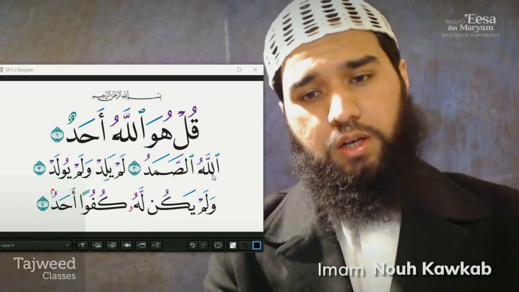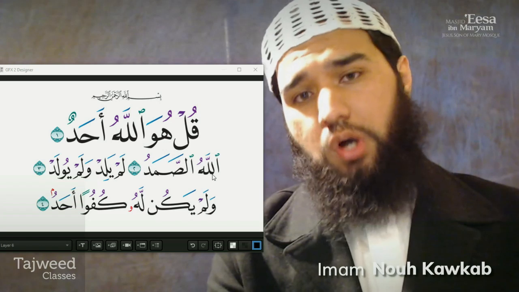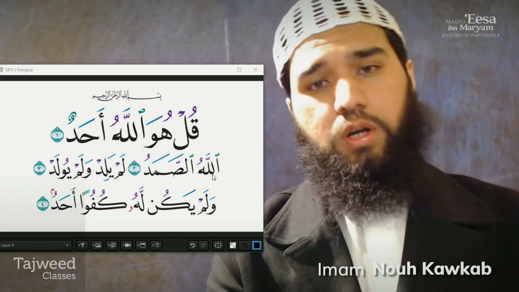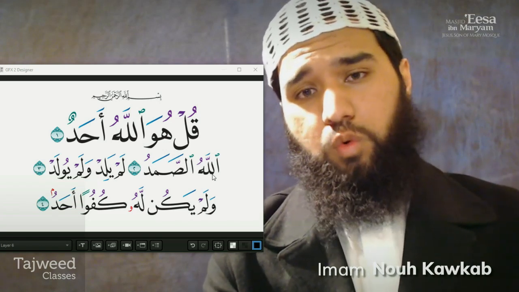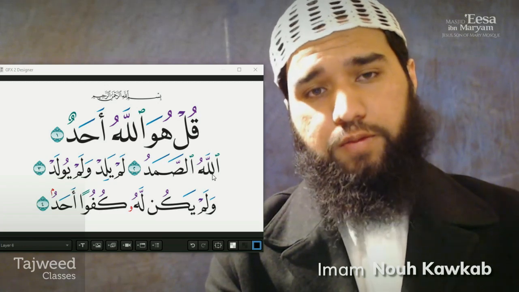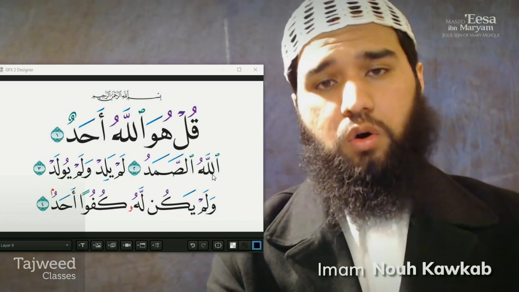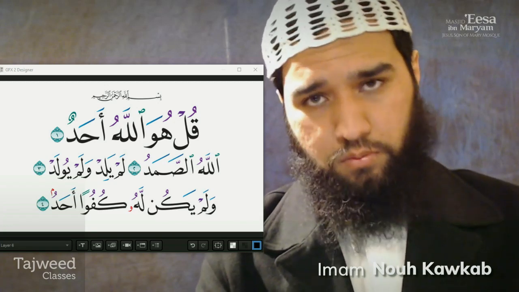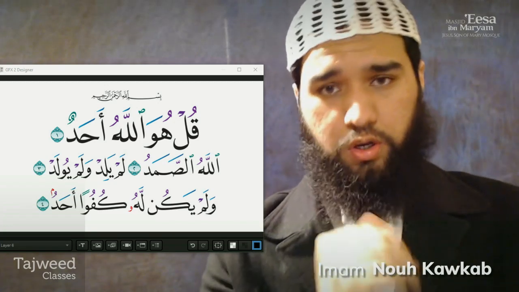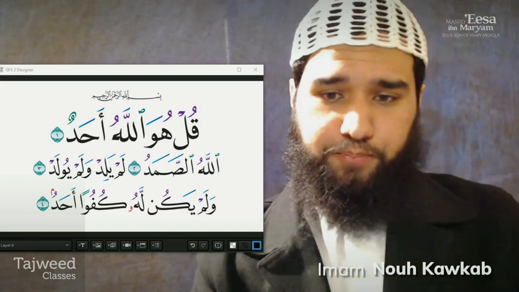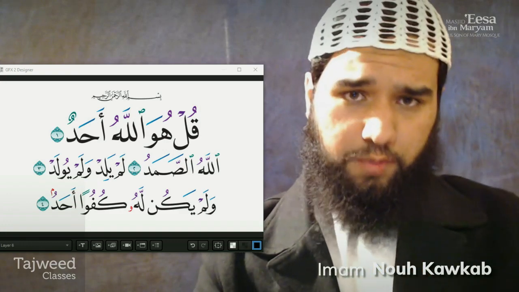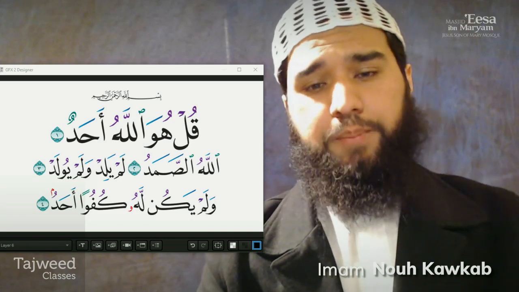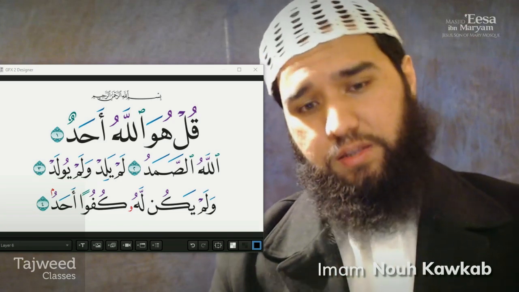So Hamzatul Wasl is not always pronounced, as we learned before. We only pronounce it if we start with it. If that's the first letter we're starting with, then only we pronounce the Hamzatul Wasl, or else it is not pronounced. So here, since we're starting the second ayah, we'll be pronouncing it. It has a fatha.